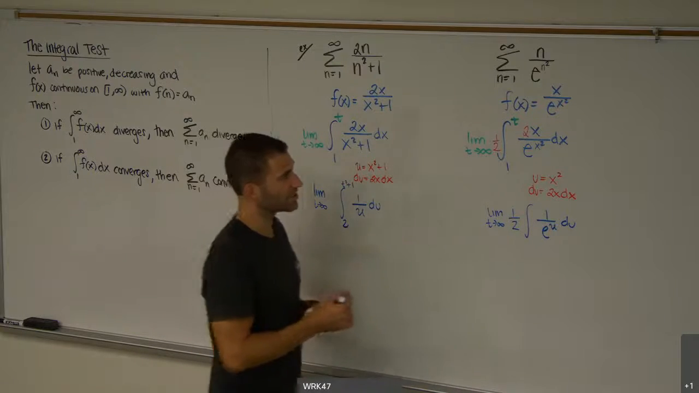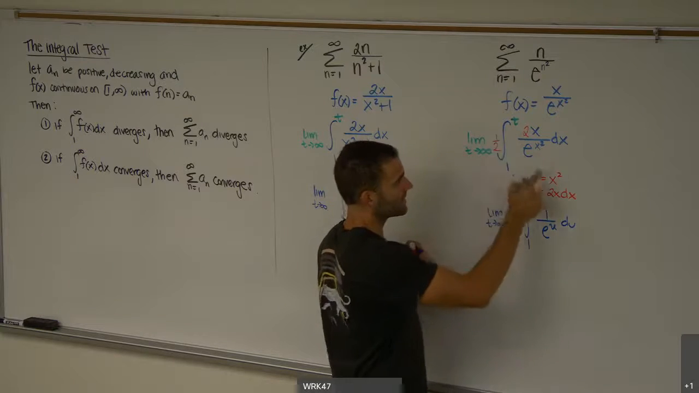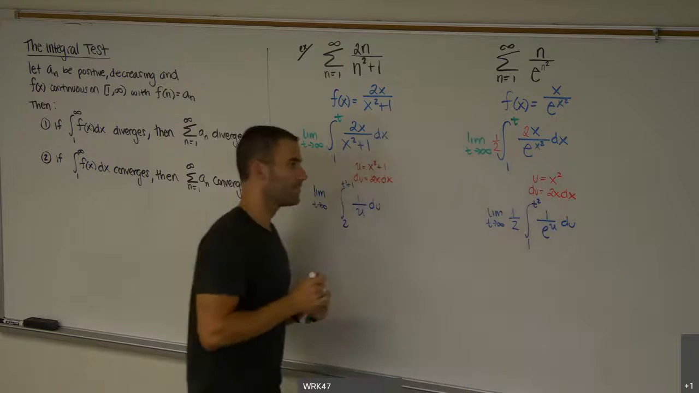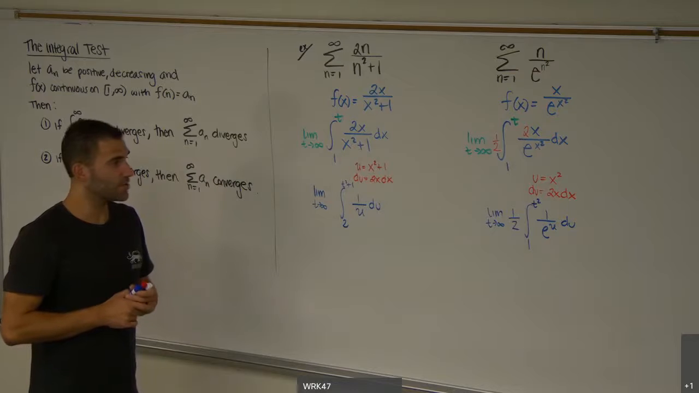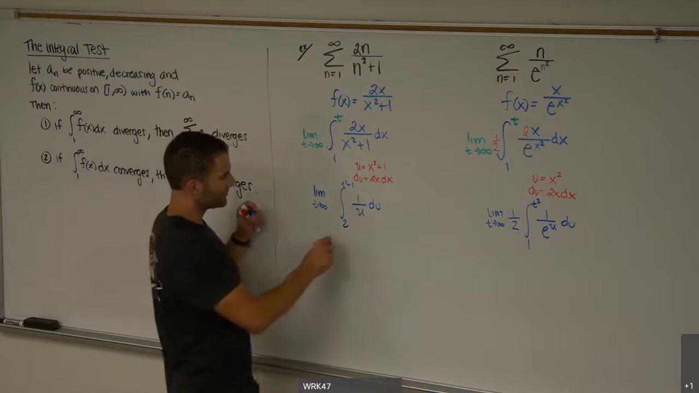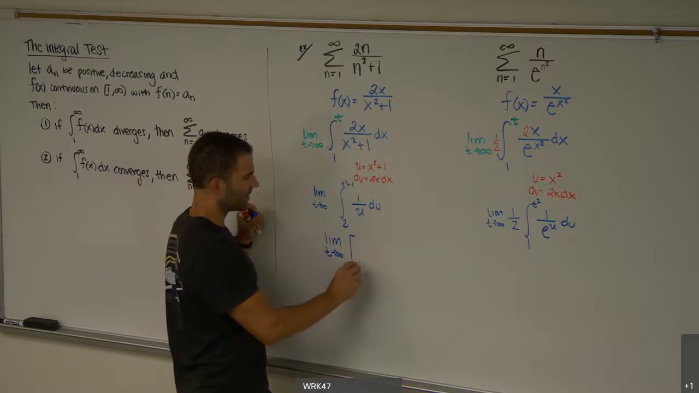And now, of course, we need to change our bounds. When x is 1, u is 2. When x is t, u is t squared plus 1. And the limit as t goes to infinity, right? So we're just changing our bounds like we normally do. We do our u-substitution. We evaluate these integrals. And then we'll take the limit as t goes to infinity.